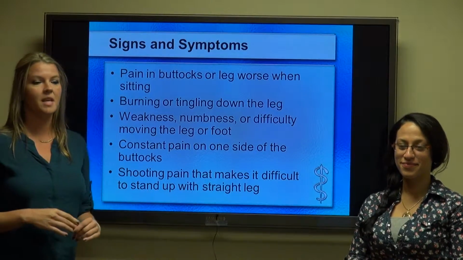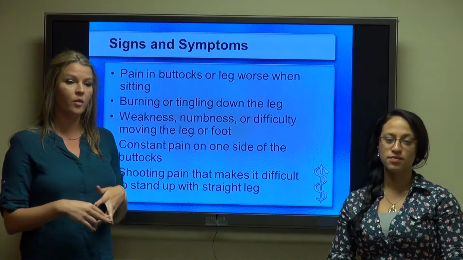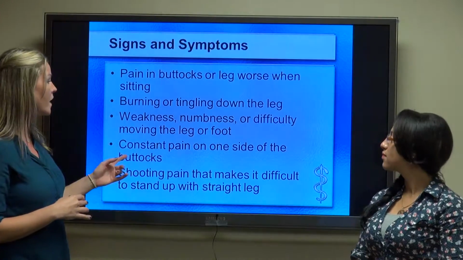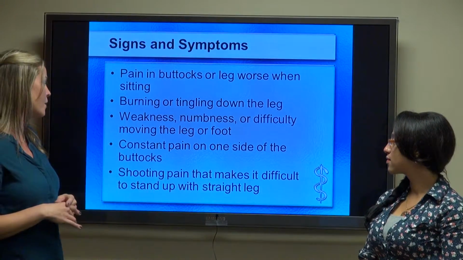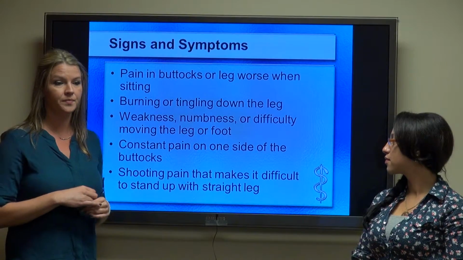So signs and symptoms. Pain in the buttocks or leg, worse when sitting. Burning or tingling down the leg, weakness, numbness, or difficulty moving the leg or foot, constant pain on one side of the buttocks, and a shooting pain that makes it difficult to stand up with a straight leg.